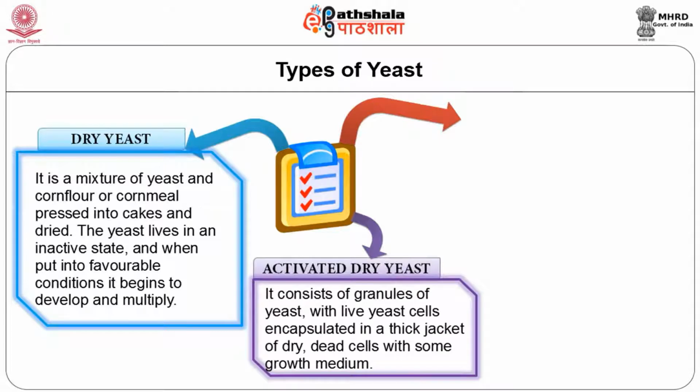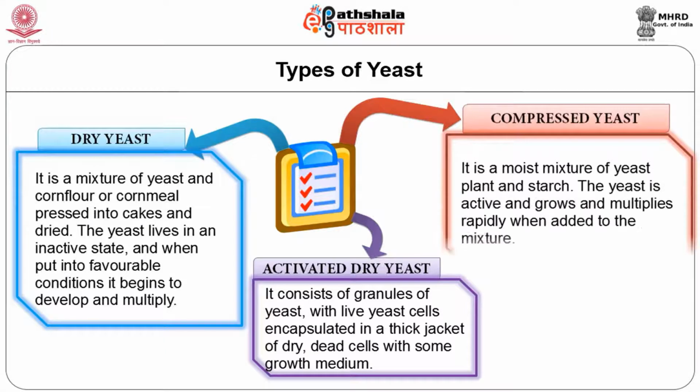It consists of granules of yeast with live yeast cells encapsulated in a thick jacket of dry, dead cells with some growth medium. Active dry yeast must first be proofed before use. It can be stored at room temperature for a year or frozen for more than a year, which means that it has a long shelf life if kept refrigerated.